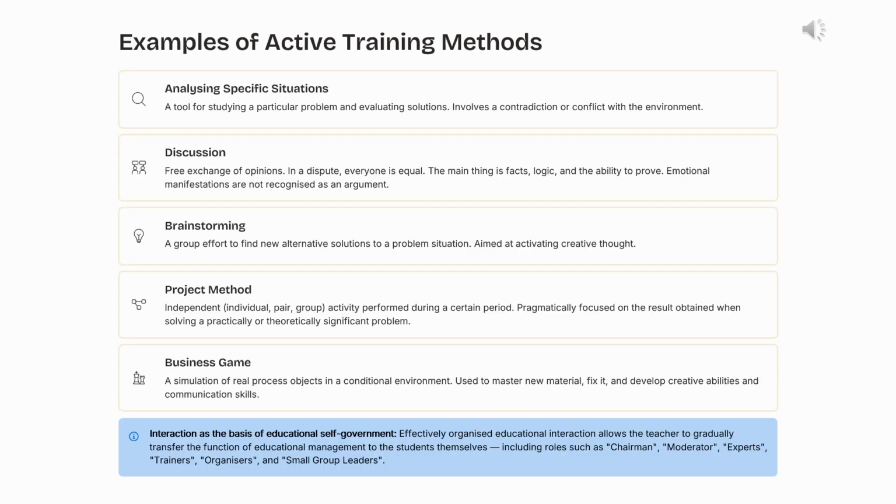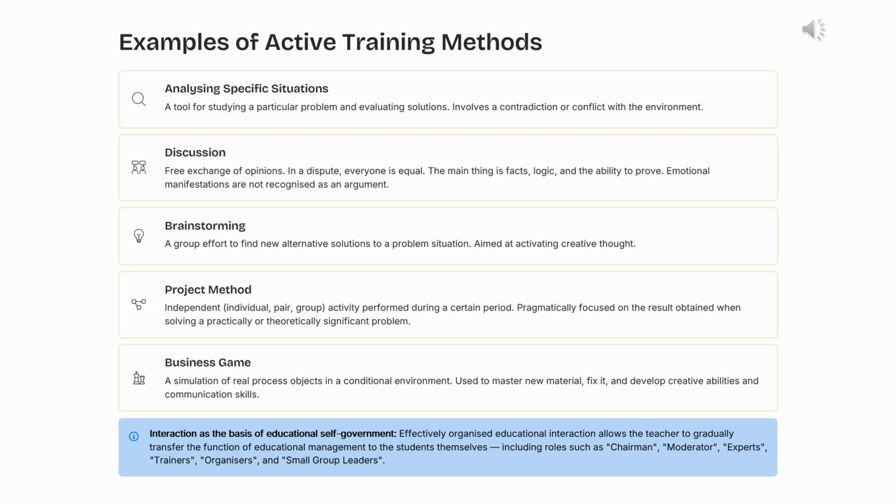The final thematic slide presents several examples of active training methods. Analysis of specific situations allows students to study concrete problems and evaluate possible solutions. Discussion creates a space in which opinions are exchanged on the basis of fact and logic rather than emotion. Brainstorming stimulates collective generation of alternative solutions. The project method organizes independent work around a meaningful result. The business game simulates real processes within a conditional environment and is especially effective for mastering material, consolidating knowledge, and developing communication and creativity.